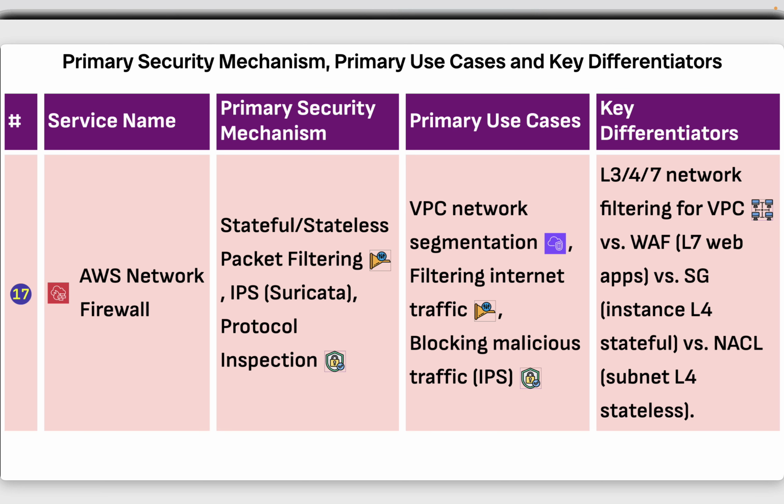Next, AWS Network Firewall. Primary security mechanism is stateful/stateless packet filtering and IPS, intrusion prevention system. So there are two types of system, IDS and IPS. So in this case, IPS, Suricata, intrusion prevention system, and intrusion detection system is for IDS. And protocol inspection.